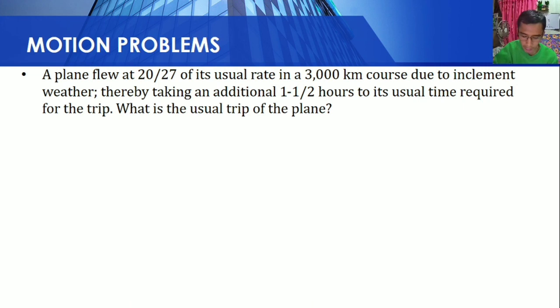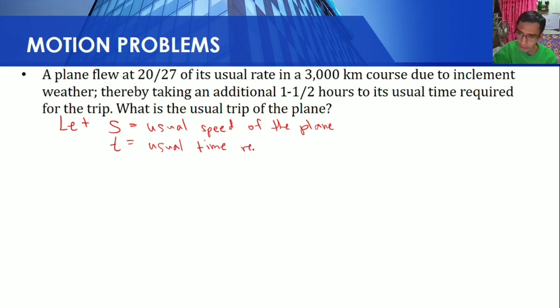So let's define our variables first. Let S be the usual speed of the plane, and let T be the usual time required for the trip.